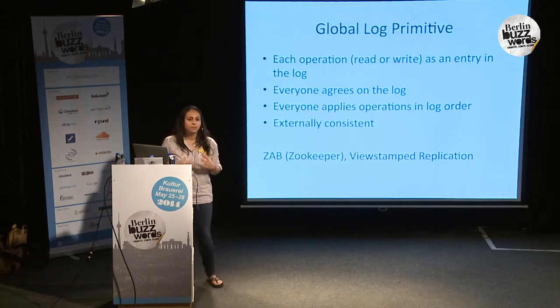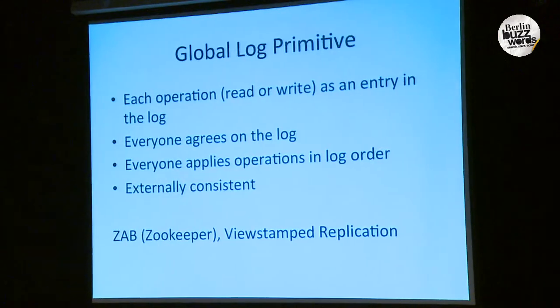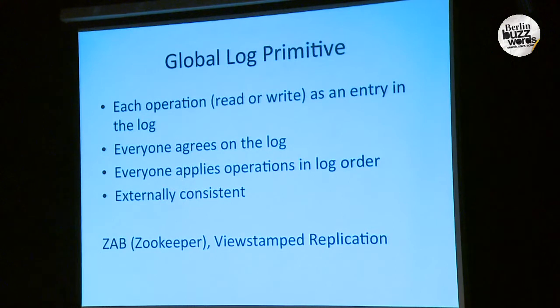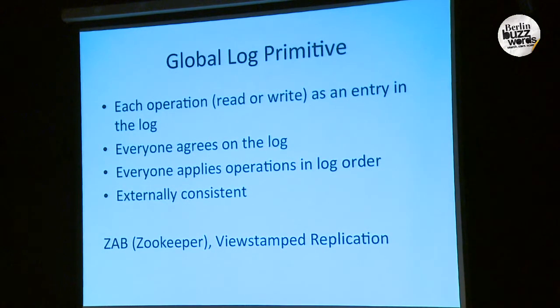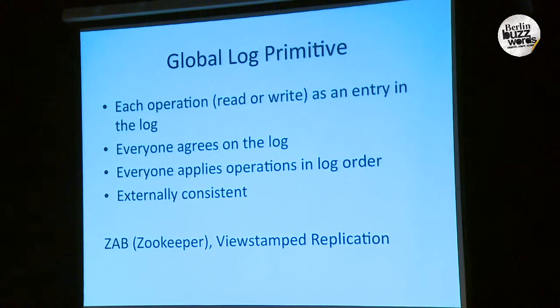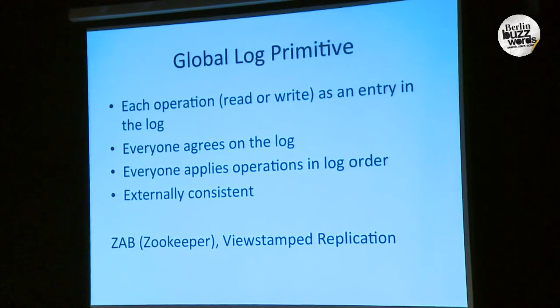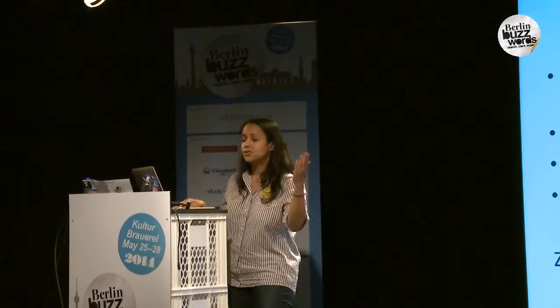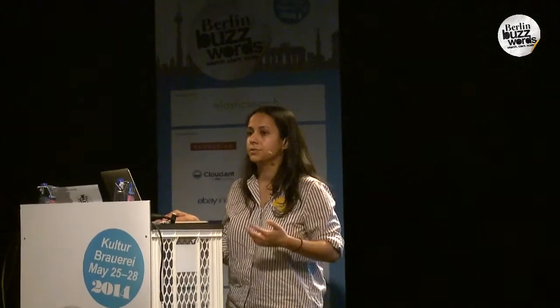What we really want is this global log primitive. And that means that each operation is seen as a read or write in the log. Everyone agrees on the log and the ordering of the log, and then everyone applies those operations in order. And so we can get external consistency doing this, because instead of using time to order our operations, we're actually running a round of agreement for everything that's happening in the system in order to agree on the order in which things happen. In addition to Paxos, there's a couple of other algorithms that do this, ZAB by Zookeeper and view-stamped replication.